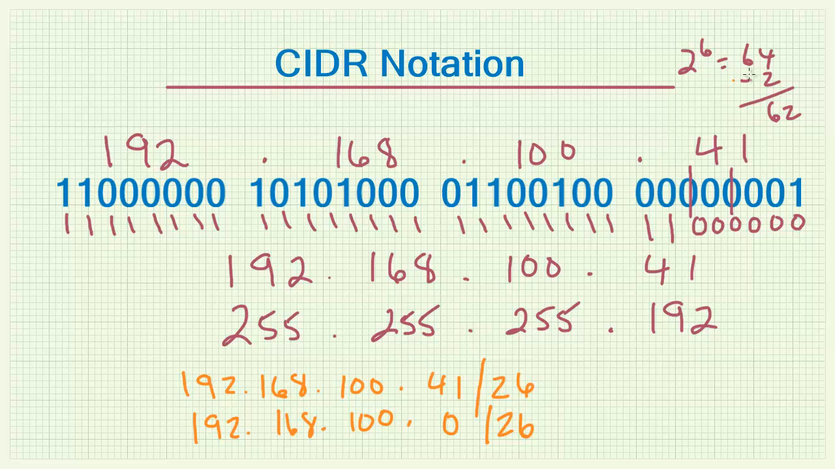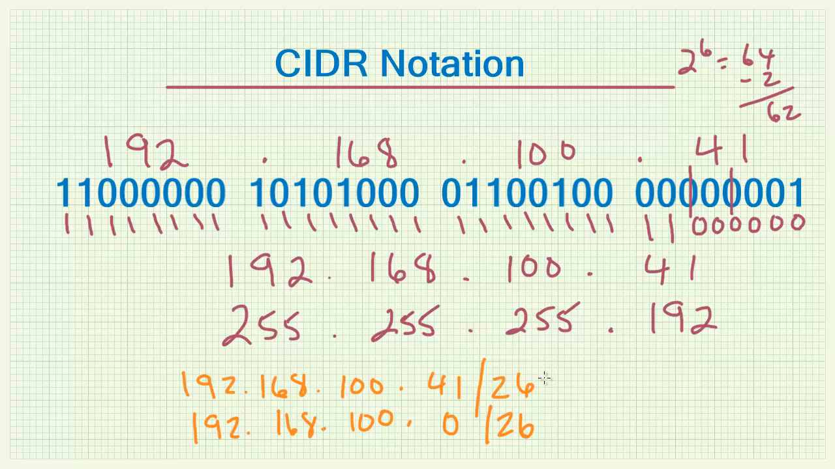So the entire network that could contain these 62 hosts, we would refer to that as the 192.168.100.0 network /26, and that would be the CIDR notation for the network, and this is the CIDR notation for the host. As you continue to develop your IP addressing and subnetting skills, it's important to be able to take an IP address or a network address in either format and convert it to the other.